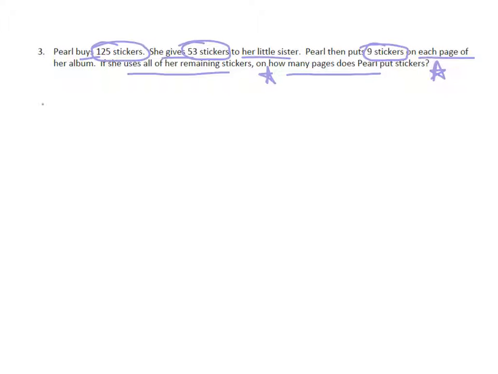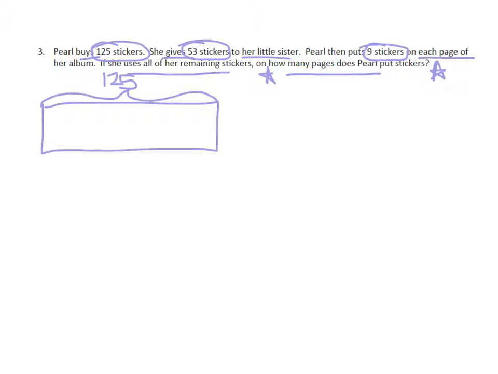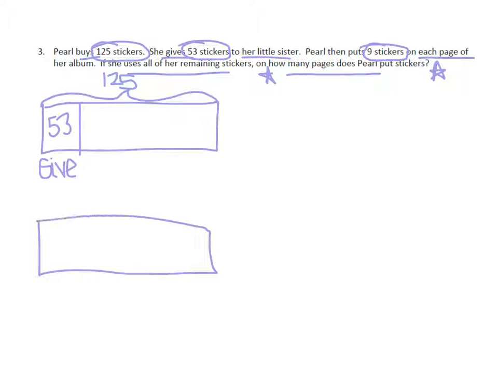So the first thing I need to do is draw a piece of tape. It says that she has a total of 125 stickers. So the total goes at the top of my tape diagram. Next it says that she's giving away 53 stickers. And I'm going to write give at the bottom. Then it says that Pearl puts 9 stickers on each page of her album. So I'm going to draw a separate piece of tape for this, and I'm going to write a piece of tape with 9 in it.